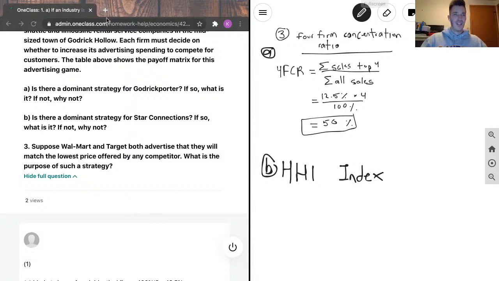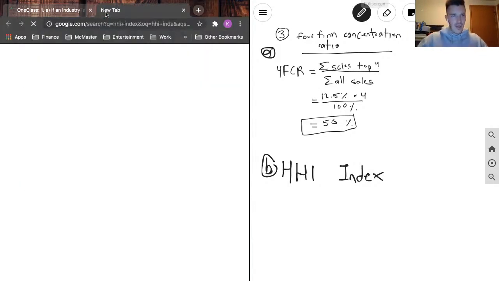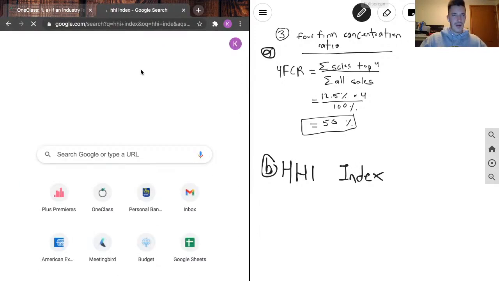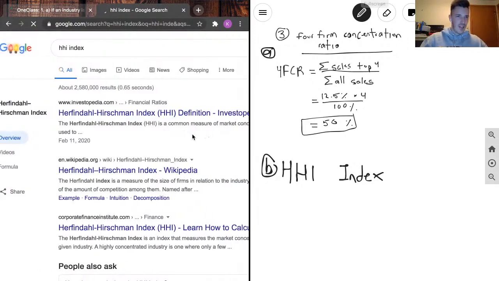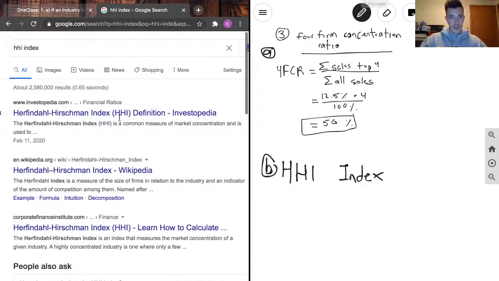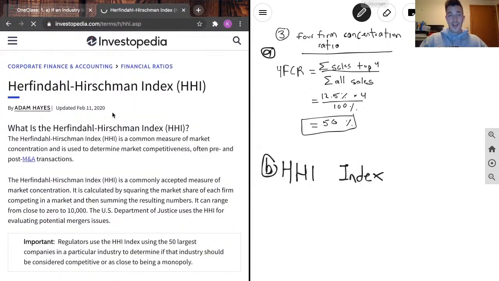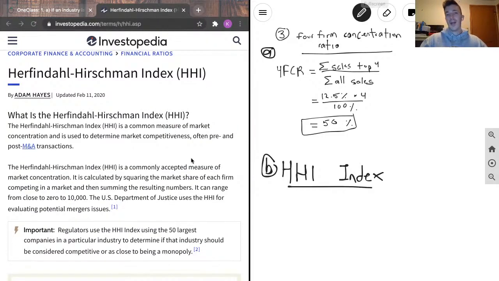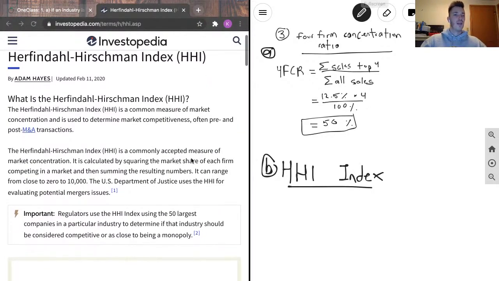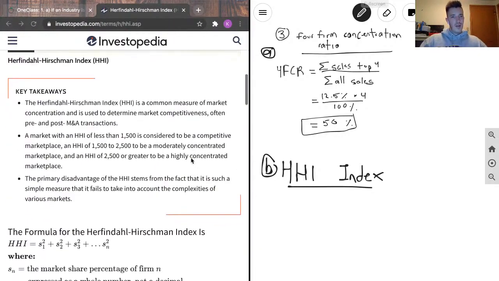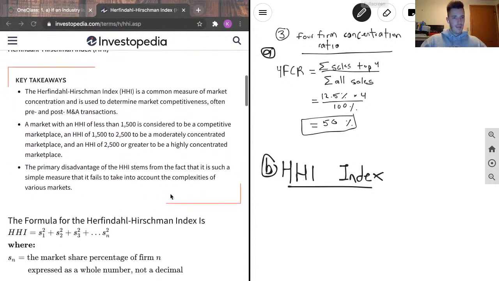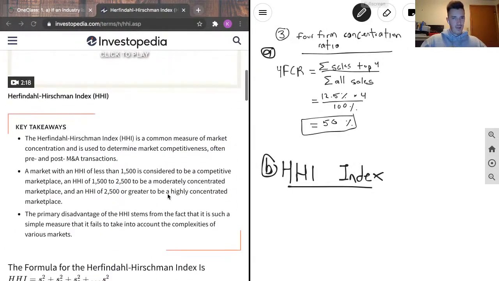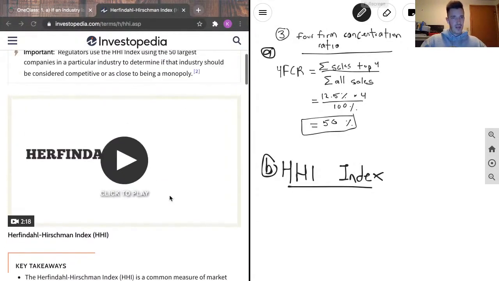Actually, I think the I in HHI stands for index, but I'm going to bring it up because I remember that the 2 H's are very long names of some very smart gentlemen. The Herfindahl-Hirschman index measures the concentration. It's a common measure of market concentration. These determine market competitiveness, often pre and post M&A transactions. I believe when it's less than some number, it's competitive, less than 1,500 apparently.